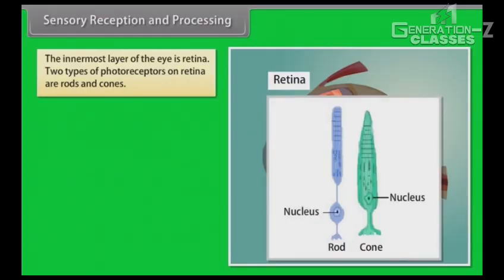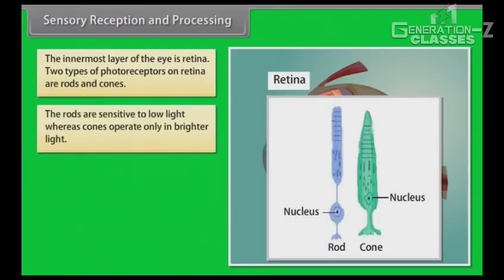The innermost layer of the eye is retina. 2 types of photoreceptors on retina are rods and cones. The rods are sensitive to low light, whereas cones operate only in brighter light.